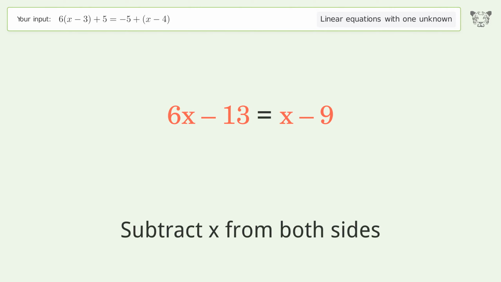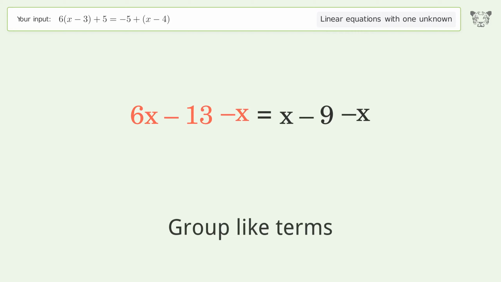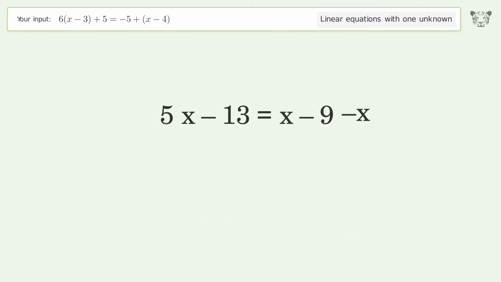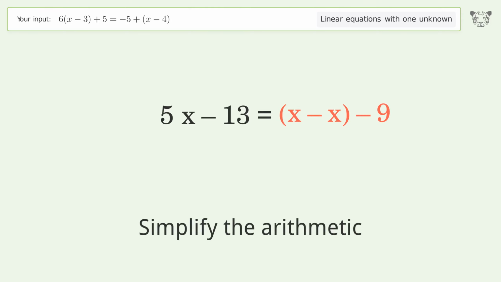Subtract x from both sides. Group like terms. Simplify the arithmetic. Group like terms. Simplify the arithmetic.